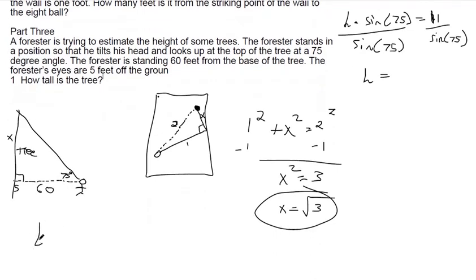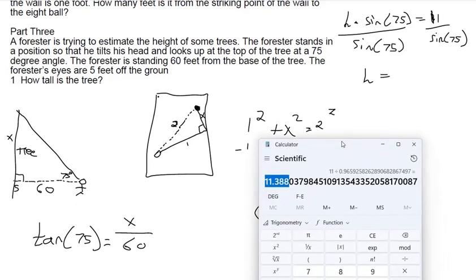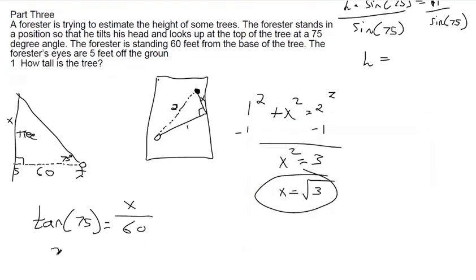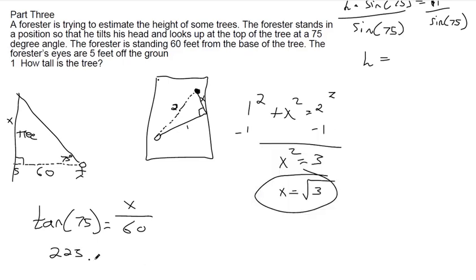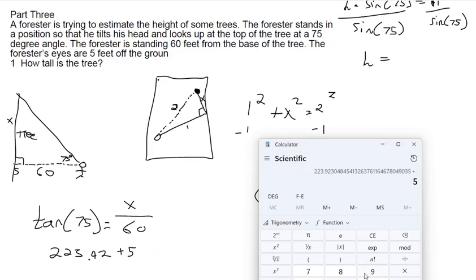Opposite over adjacent is a tangent function. The angle always goes inside. So the opposite is x, the adjacent is 60. So to get x by itself, I just need to know what tangent of 75 is, and then multiply 60 to both sides. So my tree should be, well, it's from eye level of this person, it's 223.92 feet off the ground, but then we have to add the extra 5 feet from where that inclinometer was aiming. So this tree is huge, it's 228.92 feet.